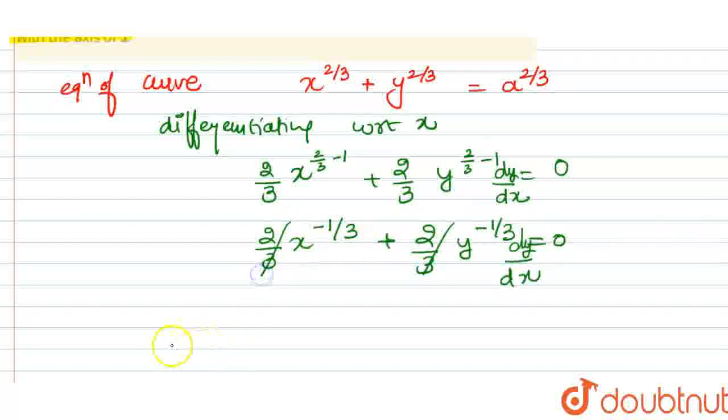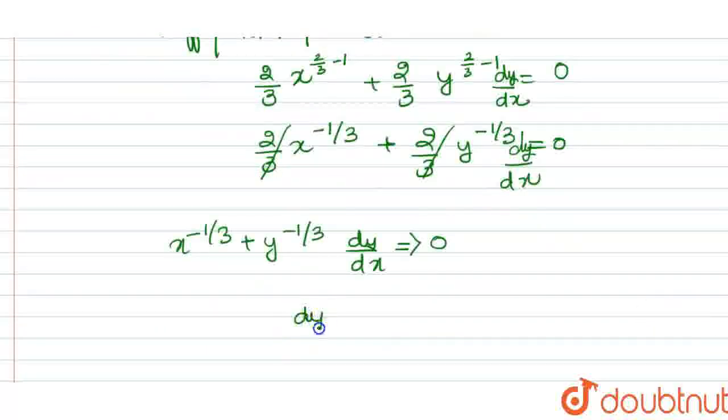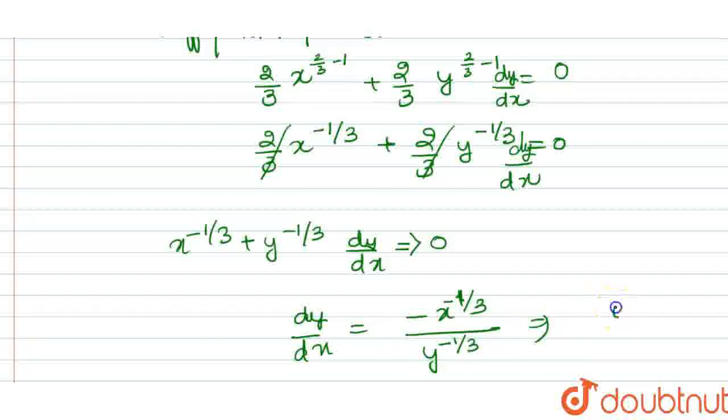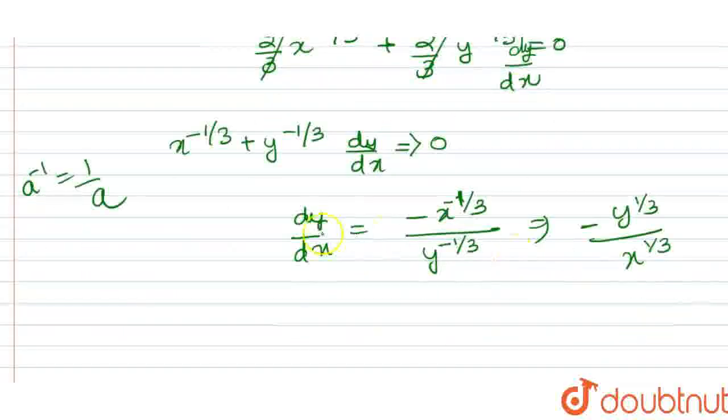So from here we can say 2 by 3 will be cancelled out, and we will be left with x^(-1/3) + y^(-1/3) dy by dx = 0. And from here our slope of tangent, that is dy by dx, will be minus x^(-1/3) upon y^(-1/3), because the y term is in multiplication with the dy by dx term, right? So now we can write it as y^(1/3) upon x^(1/3), as we know that a inverse can be written as 1 upon a. So we have just used that identity here to find the slope of tangent, right?